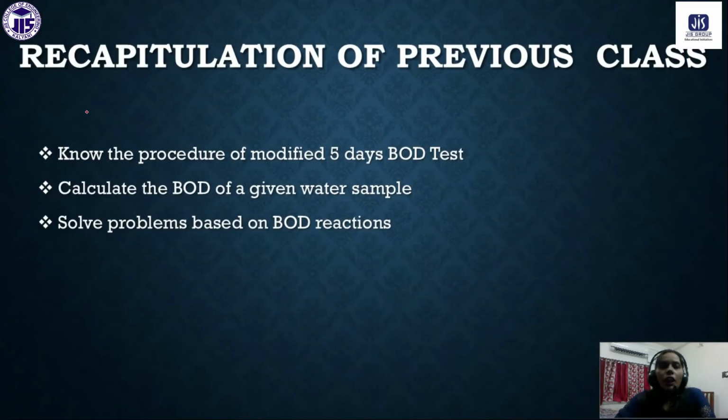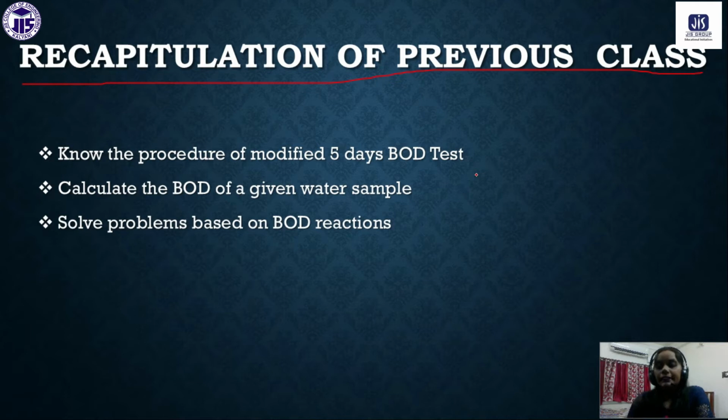Okay, now this is the recapitulation of previous classes, whatever we have discussed so far. In our previous class, we discussed the hydrosphere, the hydrological cycle, and the water quality parameters, which are of two types: physical parameters and chemical parameters. In chemical parameters, we have one important parameter, that is the BOD of the water sample.